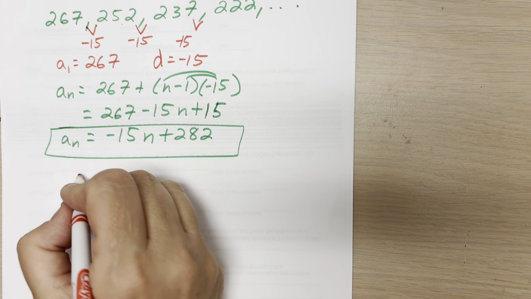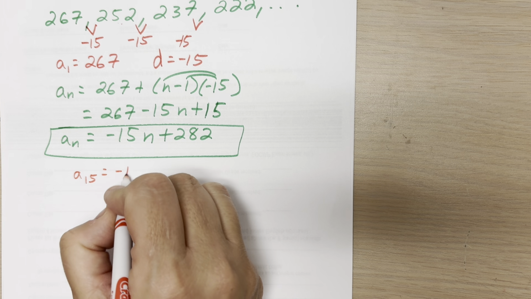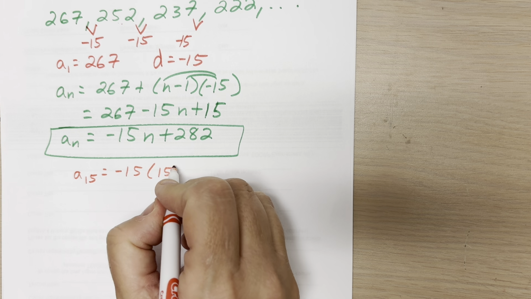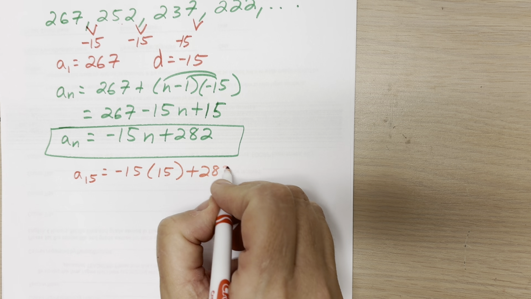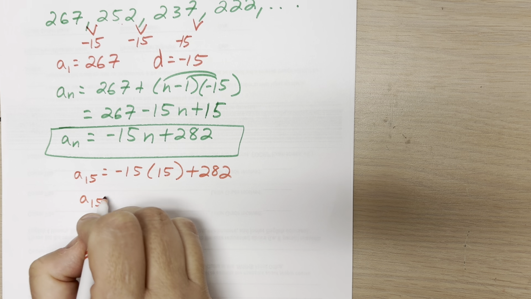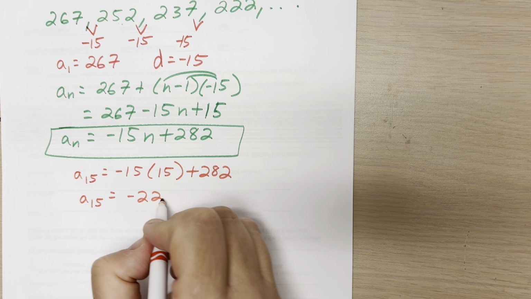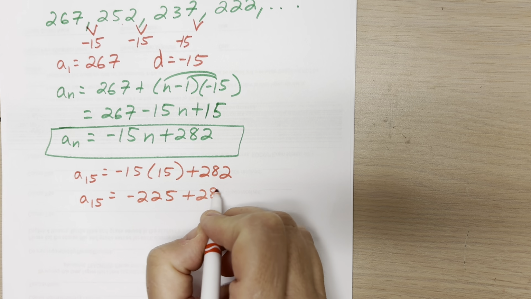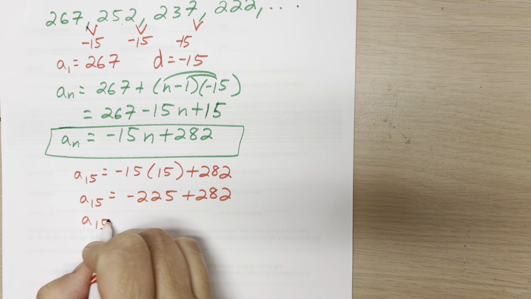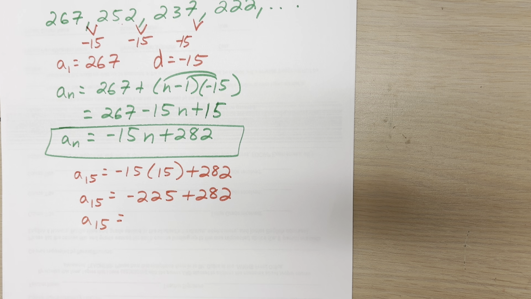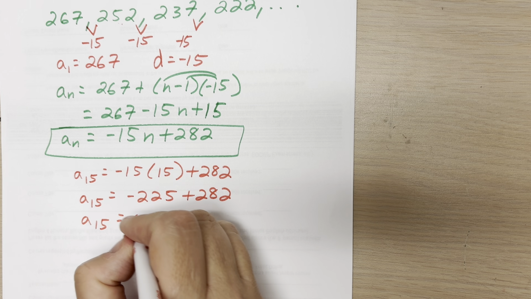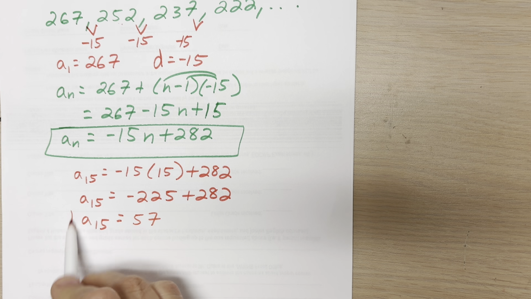And they also want the value of the 15th term again. So we'll do negative 15 times 15 plus 282. I know that's negative 225, plus 282. I'm going to run to the calculator because it's been a long day. That's 57.